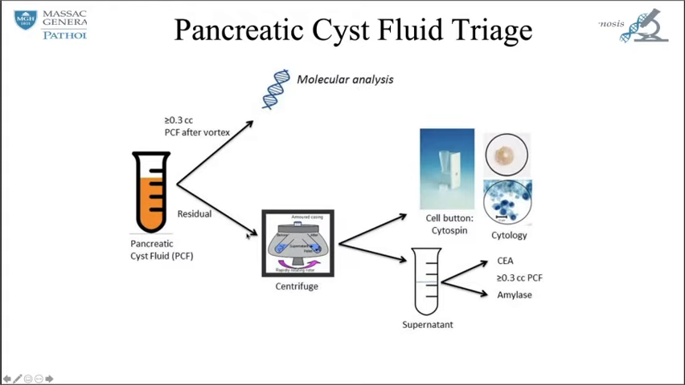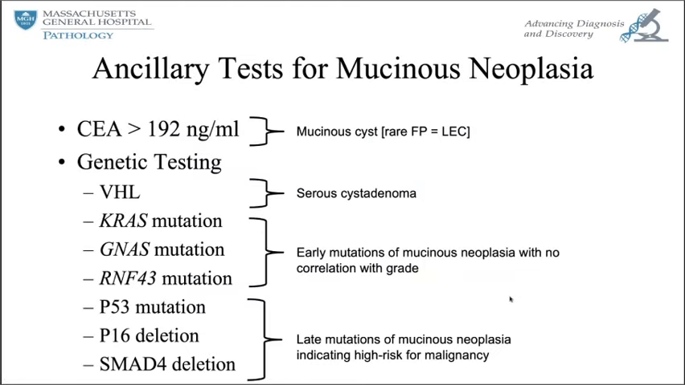We have not validated cell-free DNA at this point for this, so we take an aliquot off the top so that there's a homogenized fluid. Then we take the residual fluid and we centrifuge it to make a cell button, and we make a cytospin out of that, because I want to see all of the material in the background: blood, mucus, inflammation, necrosis, everything. And then we take the supernatant of that and we send that for CEA and amylase. CEA prioritized over amylase. So these ancillary tests help us answer the question primarily if it's a mucinous cyst and occasionally if it's a serous cyst.